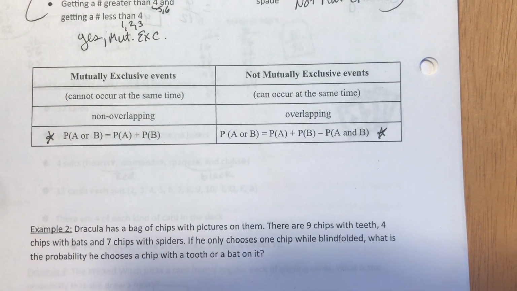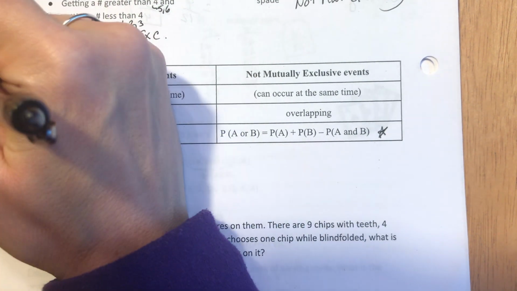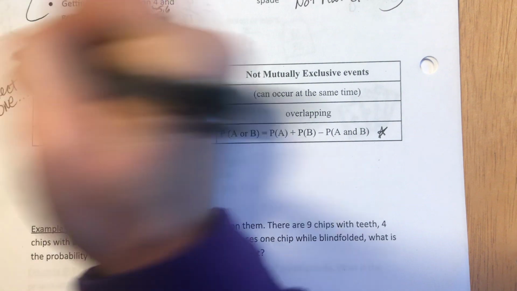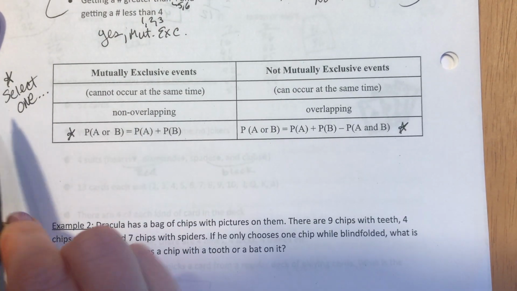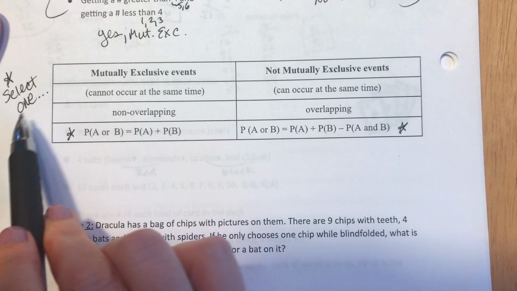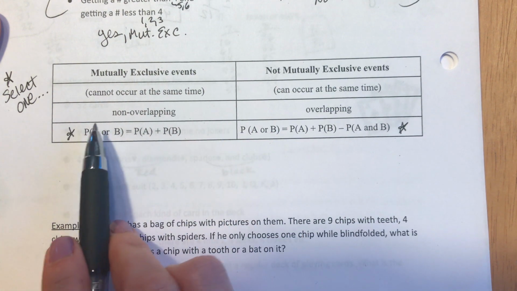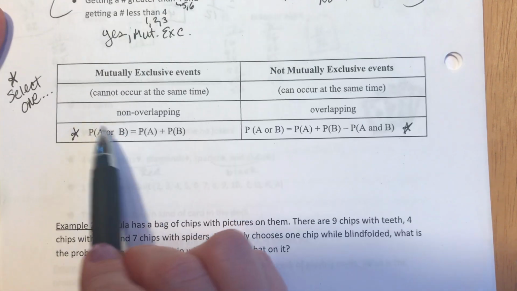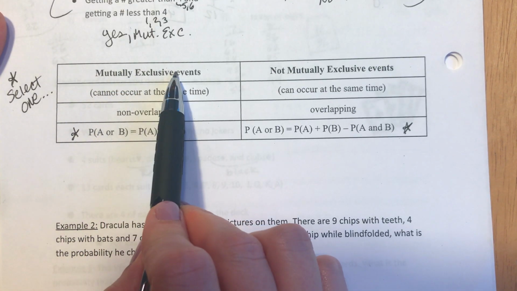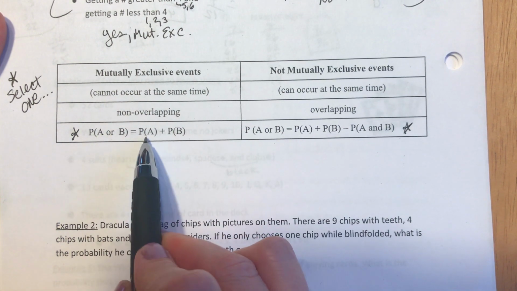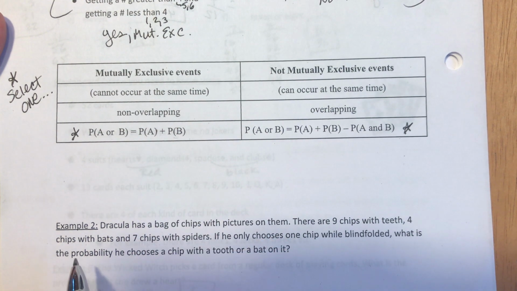So when you read a problem, you have to decide, am I picking one thing? The big deal is this is select one: select one card, select one person, select one item, select one animal. If you're picking one thing, and it's 2 events, the probability of A happening or B happening, all right? If they're mutually exclusive, that means they cannot occur at the same time, which means they don't overlap. If they don't overlap, you can just take the 2 probabilities and add them together.